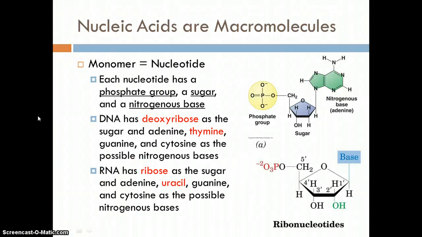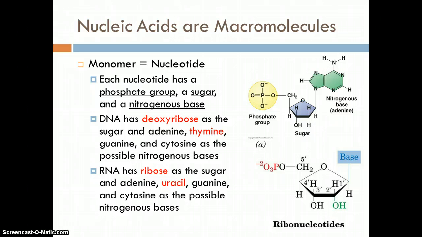So nucleic acids are one of our macromolecules. Remember from earlier in the year, we had four big types of macromolecules: lipids, carbohydrates, proteins, and nucleic acids. Like all macromolecules, there is a monomer, a small section, that gets repeated over and over and over again in order to make our polymer. For nucleic acids, the monomers are called nucleotides.